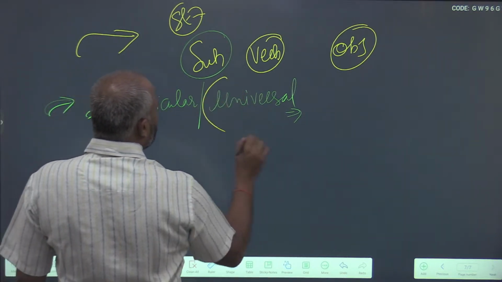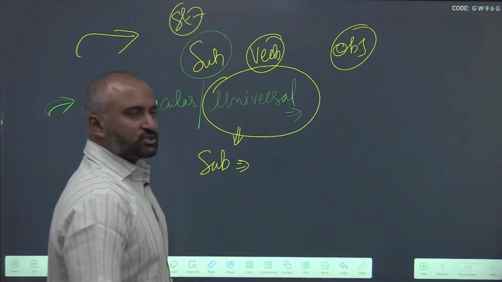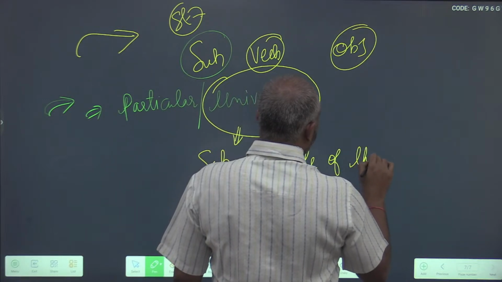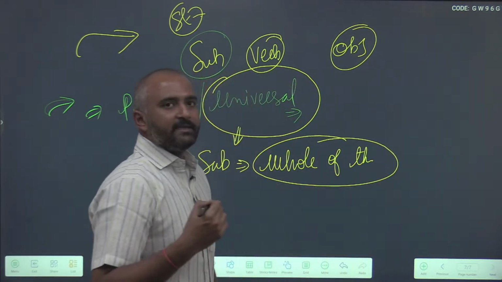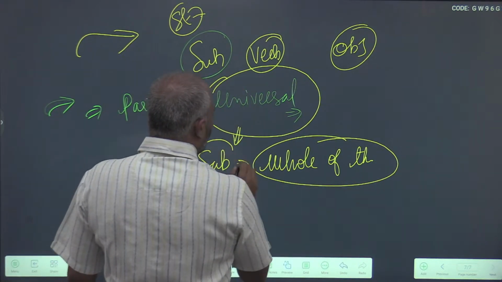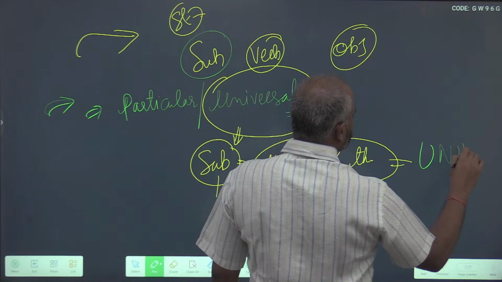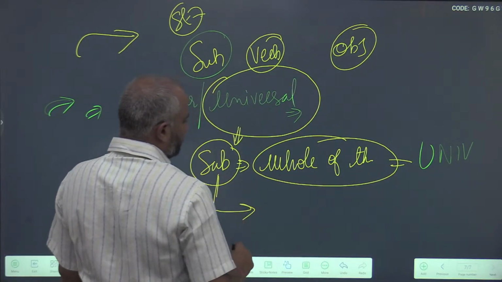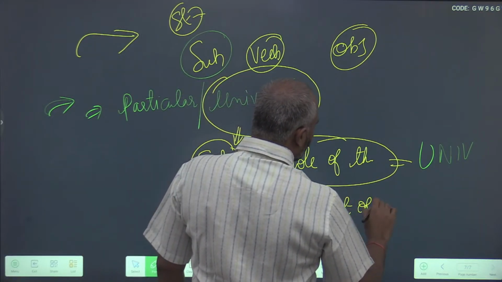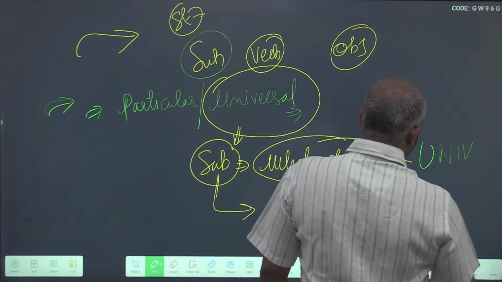So what do I mean by universal? If the subject refers to the whole group, to everybody in the group, then we call that universal. Instead of that, if it refers to some part of the group, then it is particular.